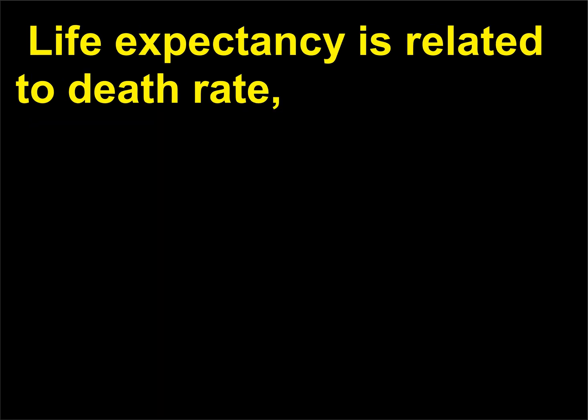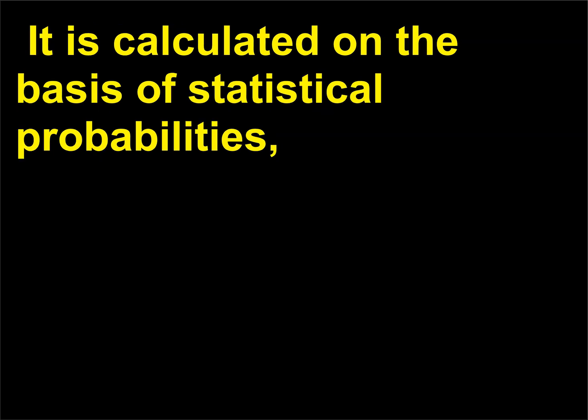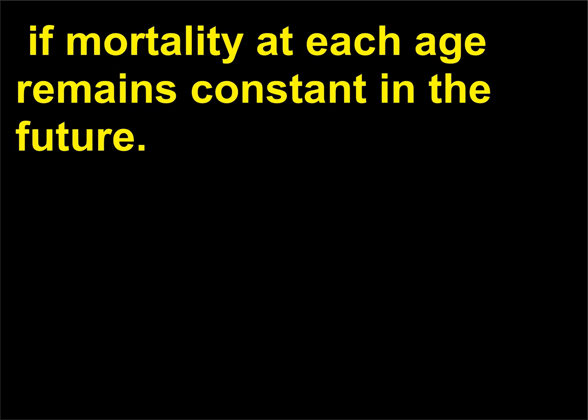Life expectancy is related to death rate and indicates the average lifespan of people within a certain population. It is calculated on the basis of statistical probabilities, usually represented by the average number of years a group of people born in the same year can be expected to live, if mortality at each age remains constant in the future.